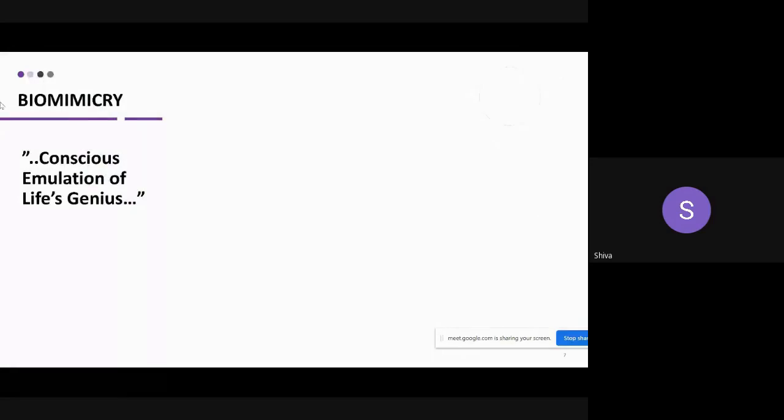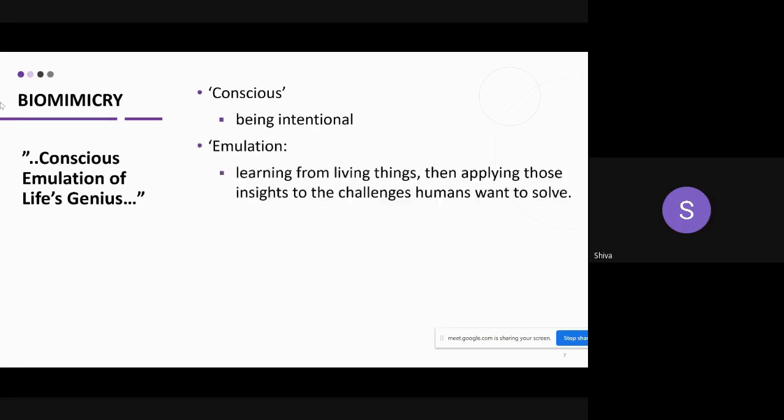I'm sorry about this definition. It's not a long definition. If you think about this definition, this is what this entire program is about. It's conscious emulation of life's genius. Look at the words I'm using, okay? Conscious being intentional. I intend to, I want to, I'm willing to. Emulation, learning from living things, then applying those insights to challenges humans want to resolve. You'll see in the next 15 minutes the amount of challenges that are being resolved because of biomimicry.